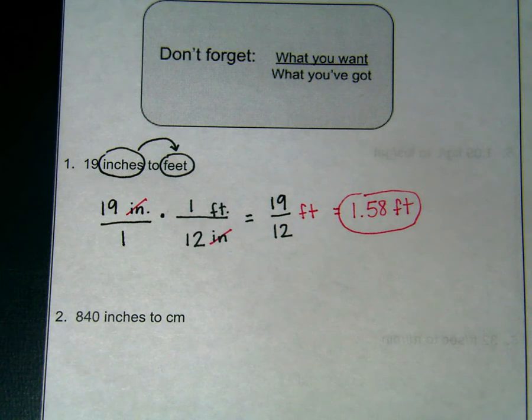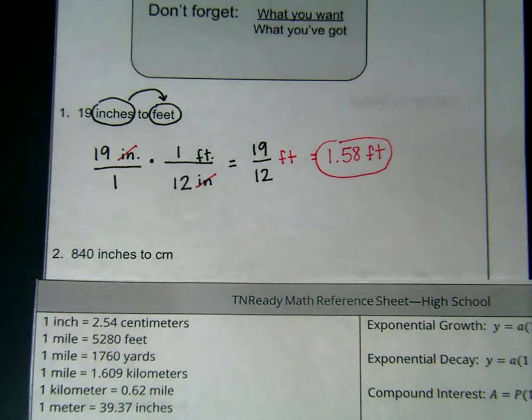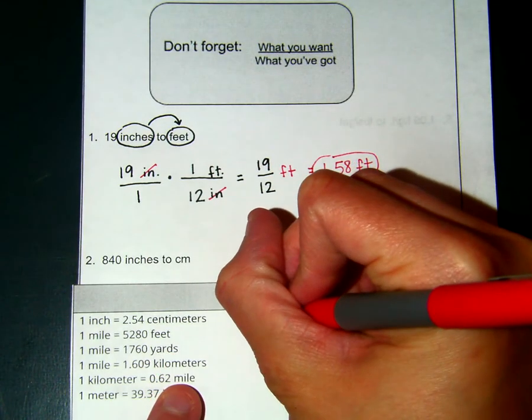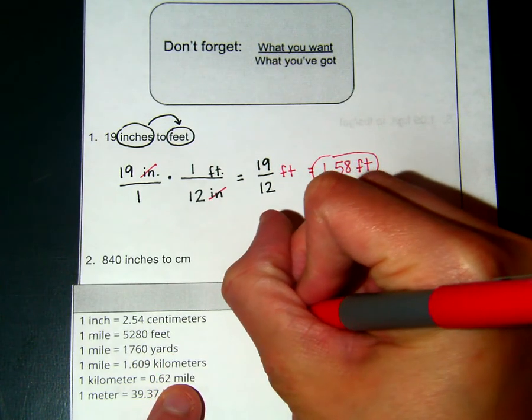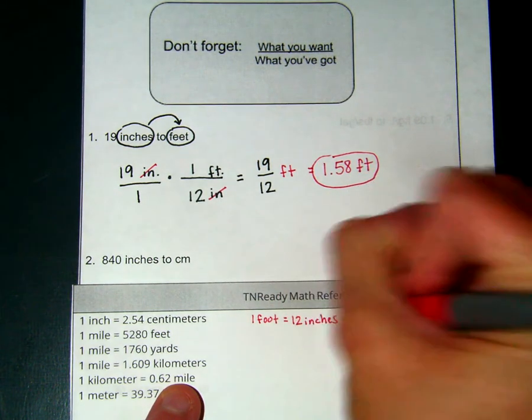Alright, let's look at number 2. I'm going from inches to centimeters. Now, something that you need to know is that no, you don't have to have all these memorized. You need to know that inches to feet is 1 to 12. But the rest of them, you don't always have to know them, because I will hand you or have handed you a reference sheet, okay? We just said that we understand and know that 1 foot equals 12 inches.